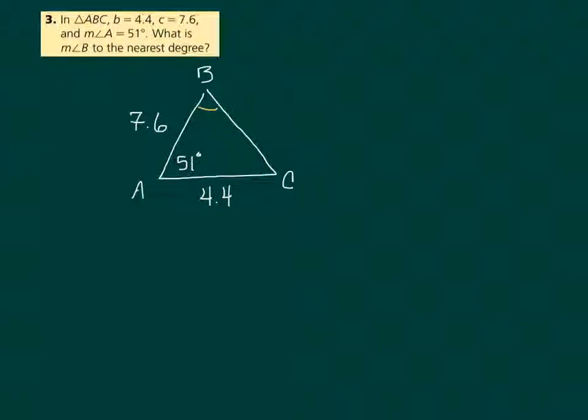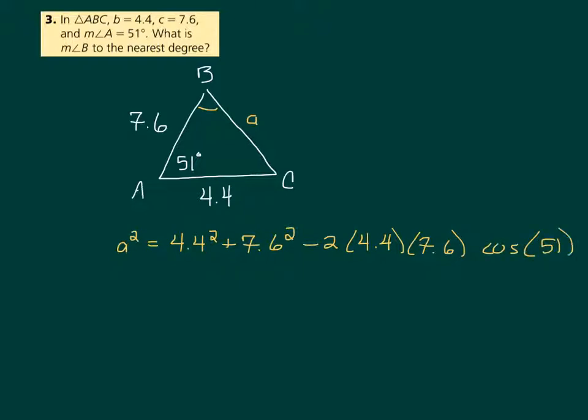We do not have enough information to figure that out. We do have enough information to figure out side A using the law of cosines. A squared is 4.4 squared plus 7.6 squared minus 2 times 4.4 times 7.6 times the cosine of 51. Because we know these two sides and the included angle, law of cosines will give us the length of the side opposite that 51-degree angle. A is 5.9. We were not provided a unit of measure here.